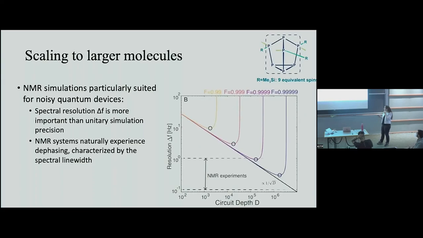And so we looked at this more closely. So this is, again, this 34-spin molecule, and this is just estimating the resources that we would need in order to simulate this.